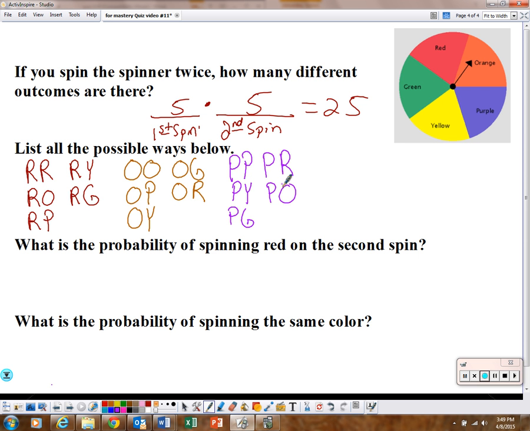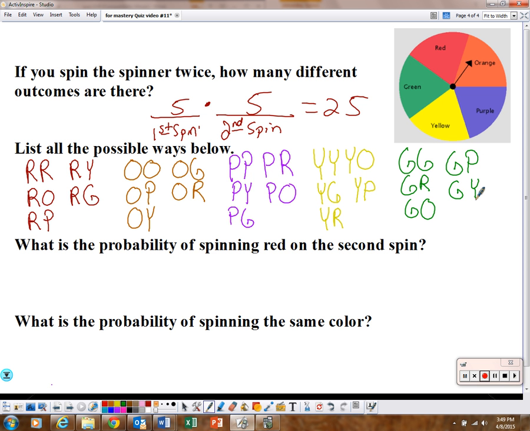The next one is yellow. This may not show up very well. Yellow, yellow, yellow, green, yellow, red, yellow, orange, yellow, purple. Okay, I have one more. That would be the green. Okay, green, green, green, red, green, orange, green, purple, green, yellow. All right, 5, 10, 15, 20, 25.